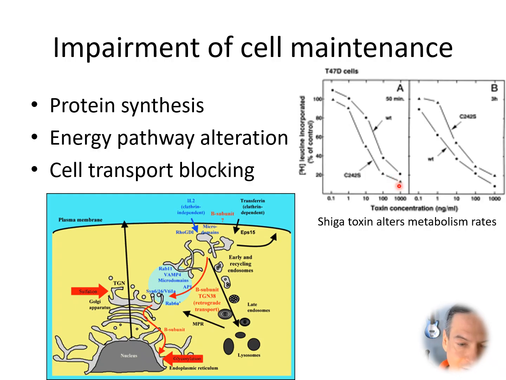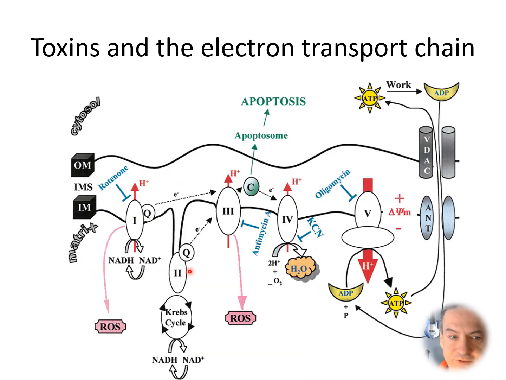You can also have energy pathways alteration. Again, remember the idea of messing with the electron transport chain in the mitochondria. And you can also have transport being blocked. So in this case, you have a toxin that is affecting the Golgi body, which is preventing the generation of lysosomes and the export of them. So you are not able to essentially generate external lysosomes to be able to process your food. So you can just mess with any of these systems.